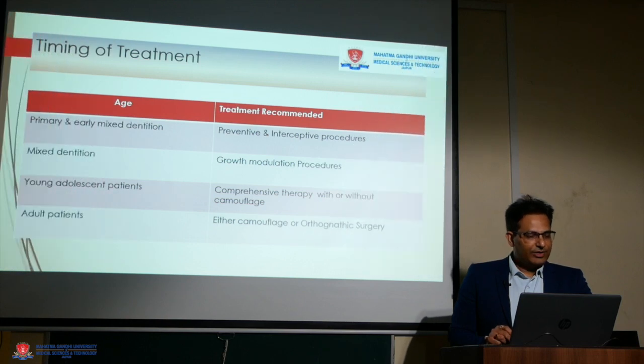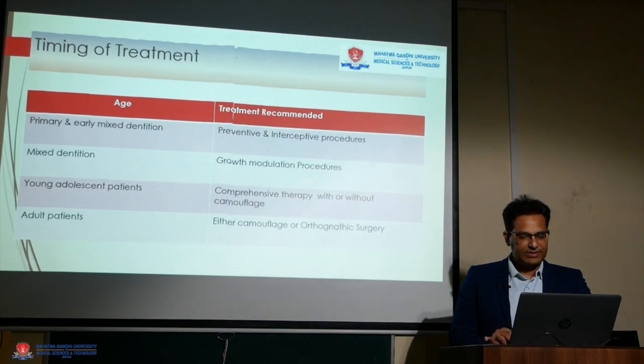How is the timing of treatment important? In primary and early mixed dentition phase, the procedures that we opt for are preventive and interceptive procedures. In the mixed dentition phase, we go for growth modulation procedures. For the young adolescent patient, comprehensive therapy is started that can incorporate either camouflage or growth modification. And for adult patients, it's either camouflage that we opt for or orthognathic surgeries.